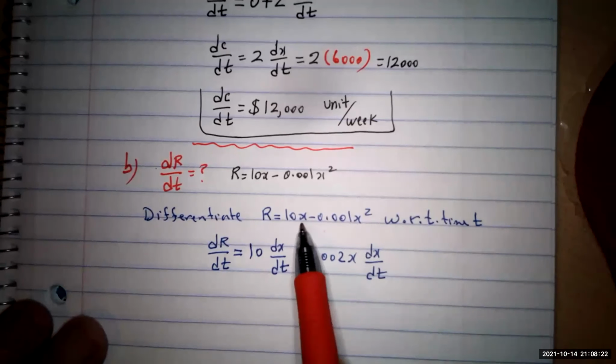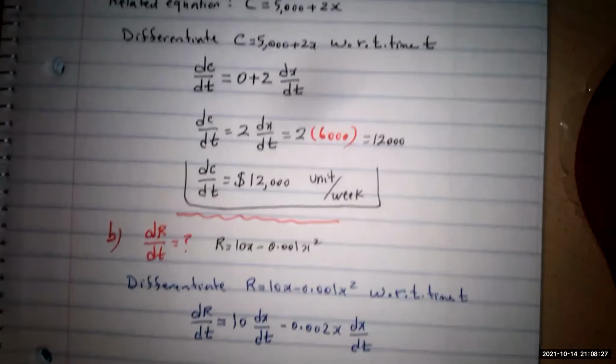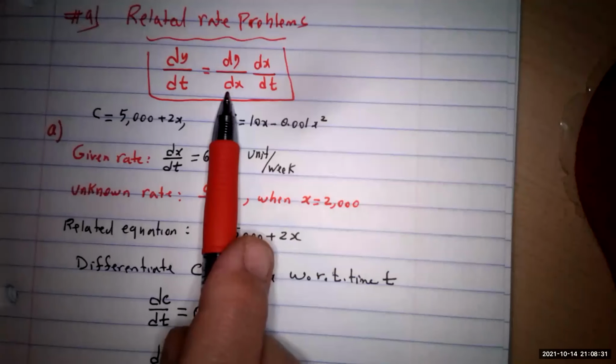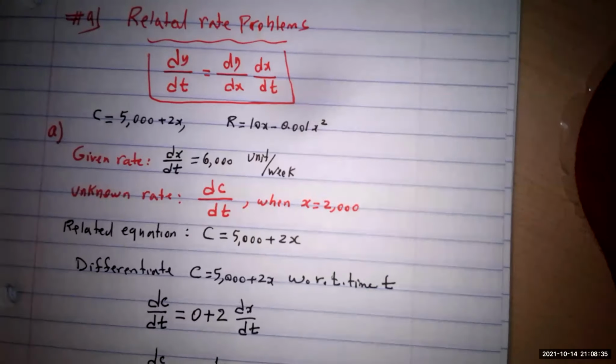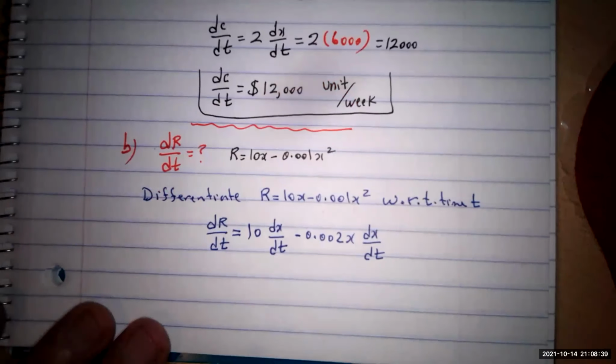10x, differentiate 10. You multiply by the rate of the x. You see this formula? dy/dx is the derivative, but you have to multiply by the rate, okay? So that gives you the result. Now, okay, so you substitute.